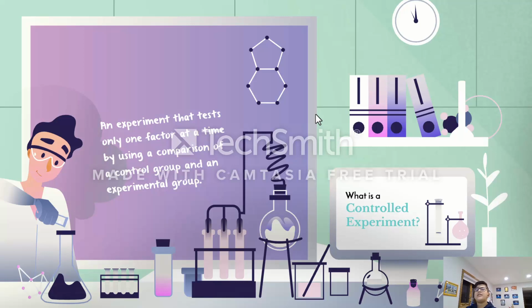A hypothesis includes multiple things, and you won't be able to experiment on it all at the same time. That's why you would be experimenting using only one factor at a time, and by using a comparison of a control group that controls it and an experimental group that experiments it.